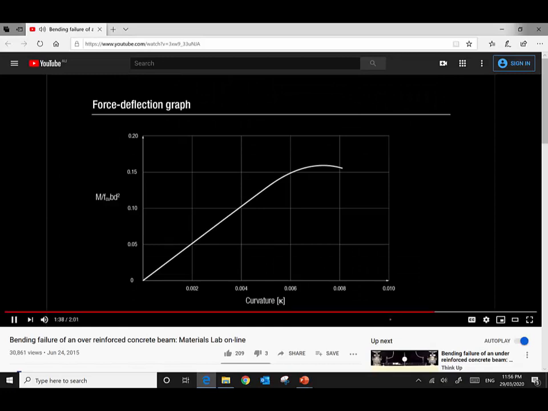The graph shows an initial linear relationship between the applied load and the vertical displacement at midspan. Note that there is no plateauing in this plot because the steel doesn't yield. Instead, the rising plot simply stops, which implies a sudden failure, just as we saw in the video.